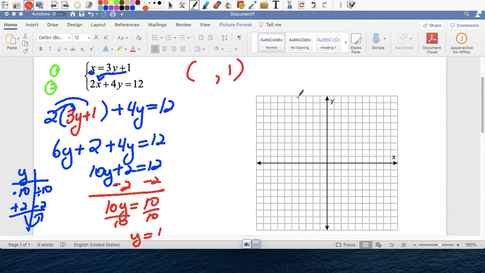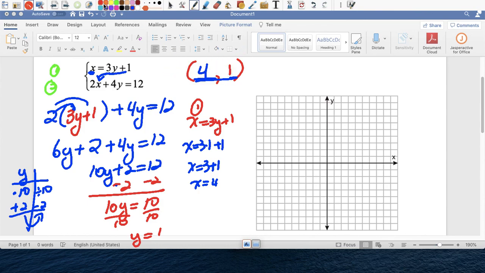So I have my y value, and I need to find my x value. Take either equation. We'll take equation 1, which is x equals 3y plus 1. Let's substitute the y with 1. We get x equals 3 times 1 plus 1, so x equals 3 plus 1, which is 4. So the point of intersection where these two lines meet is (4, 1).